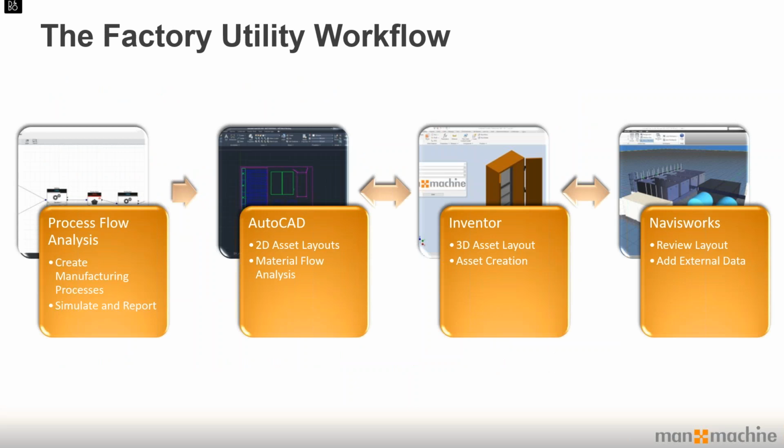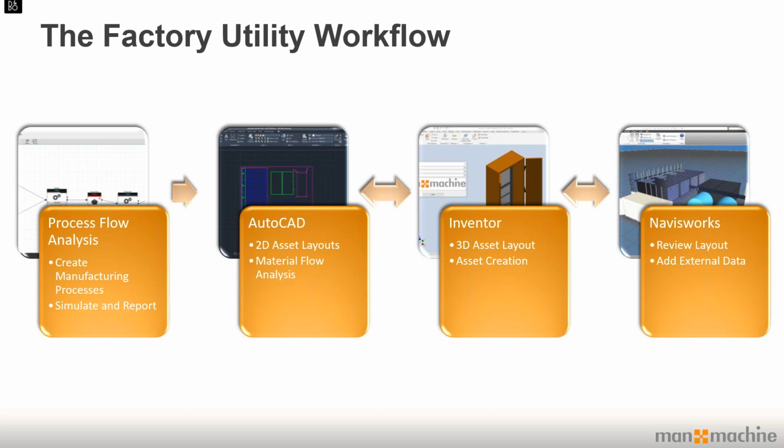All right, so the general factory utility workflow, you can start at any point of this workflow. Of course, if you do want to connect your process flow analysis, it's generally best to start there, as it's one directional. In process flow analysis, we can create manufacturing processes and generate simulation reports. Then from there, we can attach DWGs to our process flows, and move straight into an AutoCAD layout, and then start organizing our assets.